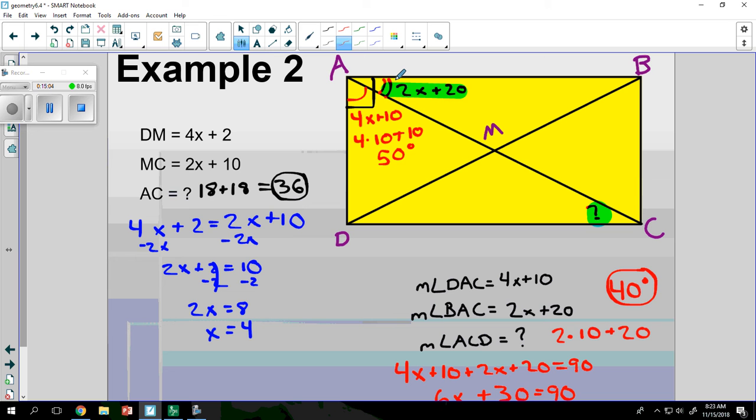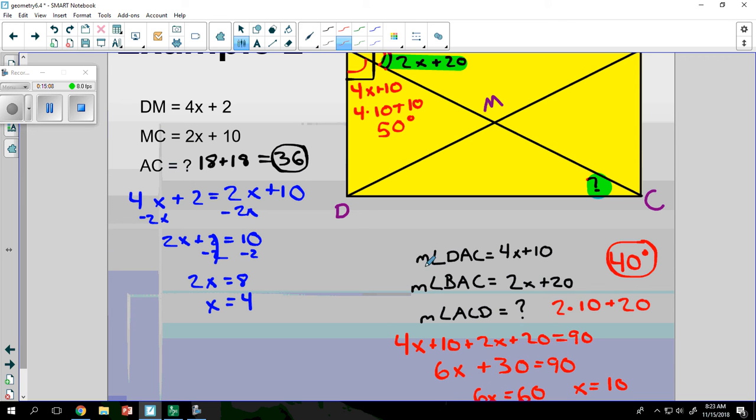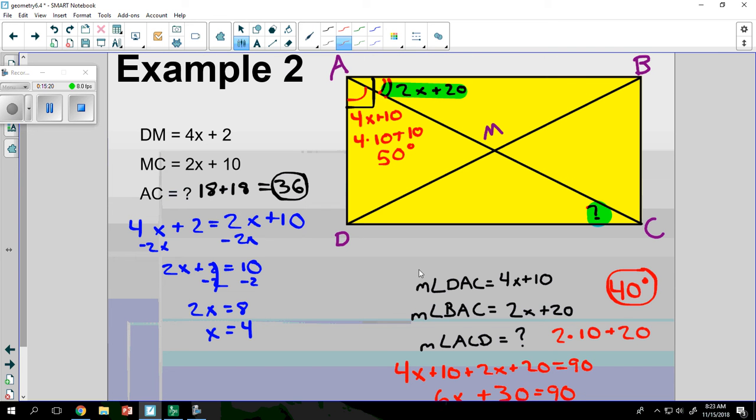So again, the difficulty is right when you're getting started, you have to make sure that you choose the correct equation. Sometimes things are going to be equal. Sometimes we're going to do what we did here and add them to equal 90. Sometimes they'll add to 180. You've got to make that decision based on what they are.